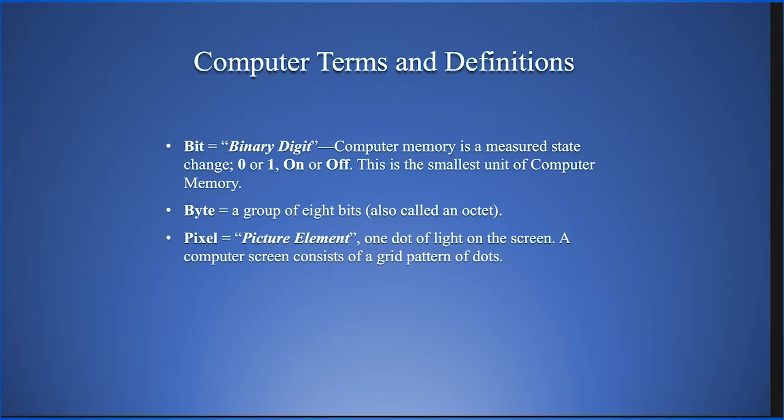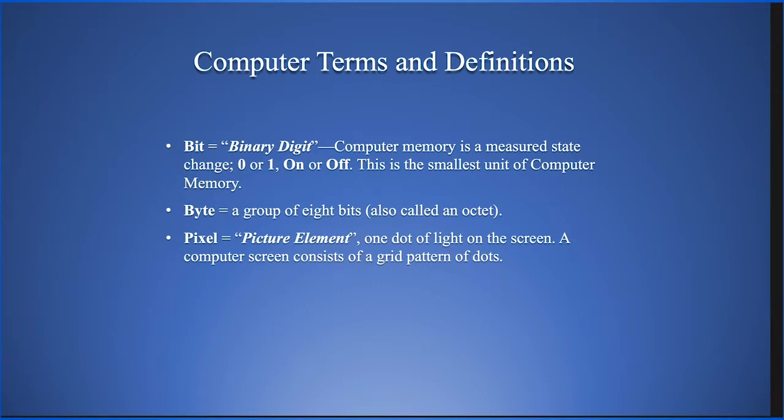That's the beginning of the word binary and the end of the word digit. Computer memory is a measured state change. It's either 0 or 1, on or off. That's what binary means. There's only two different states. This is the smallest unit of computer memory.